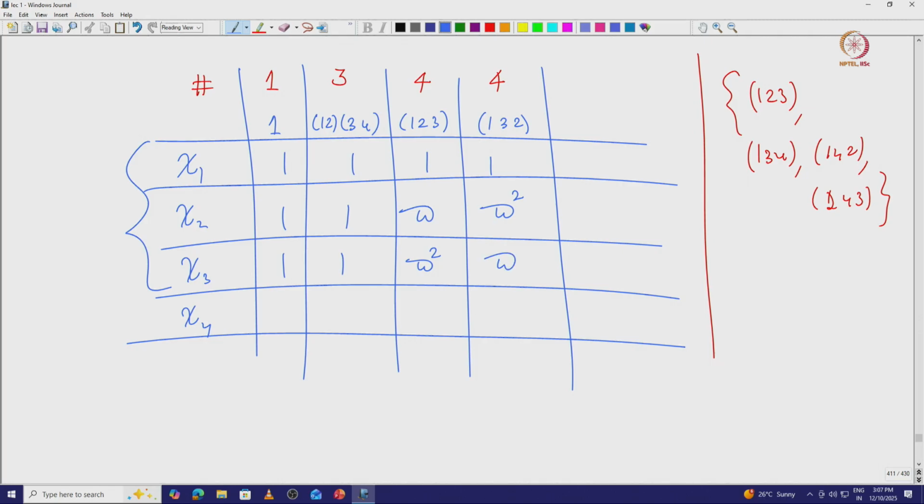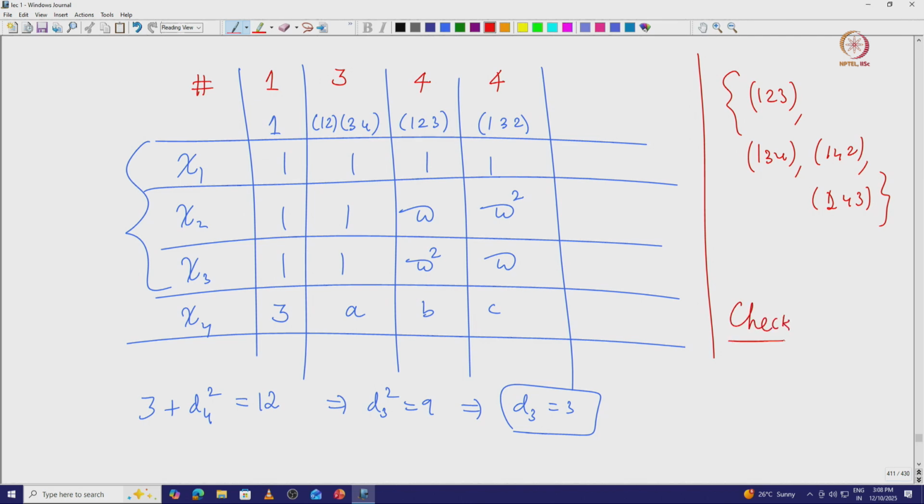Now the degree of this representation, you can see that it is 3, because 3 plus d4 square is supposed to be 12, which implies that d3 square is 9, that would imply that d3 is 3. Now we have to fill in what A, B, C are, and using the orthogonality relations one can prove, so let me leave it as a check, that A is -1 and B is 0 and C is 0. So, this is going to give us the character table of A4.